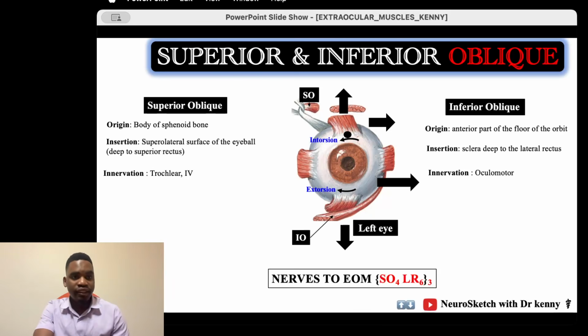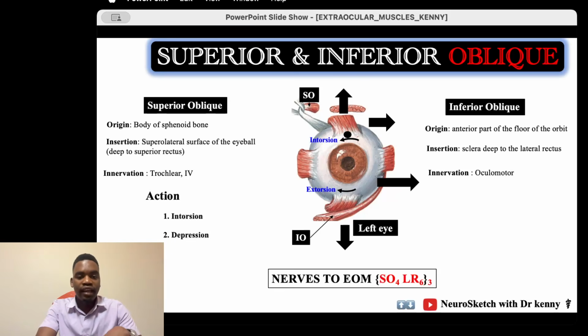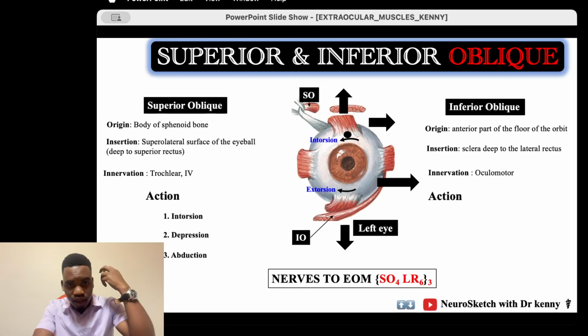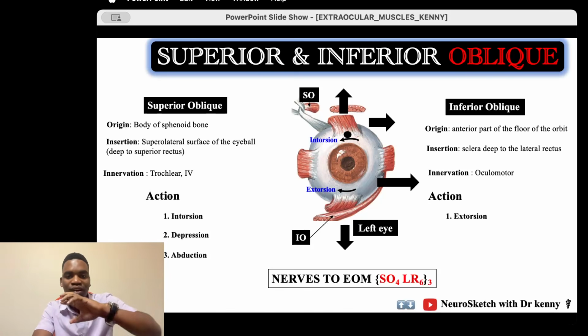So what about the action of the superior oblique muscle? We have said its primary action is intorsion. It is a powerful intorter, but it also depresses the eyeball and abducts it. It depresses and abducts. What about the inferior oblique muscle? The inferior oblique muscle will result in extorsion. It is a powerful extorter, but also elevation and abduction.